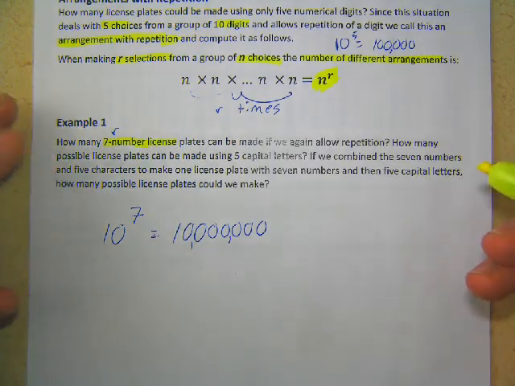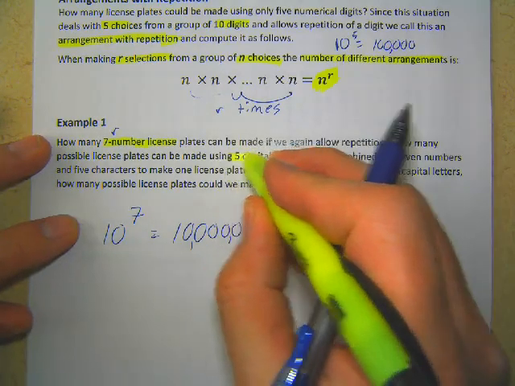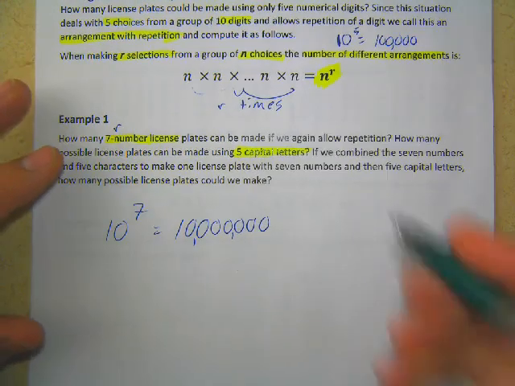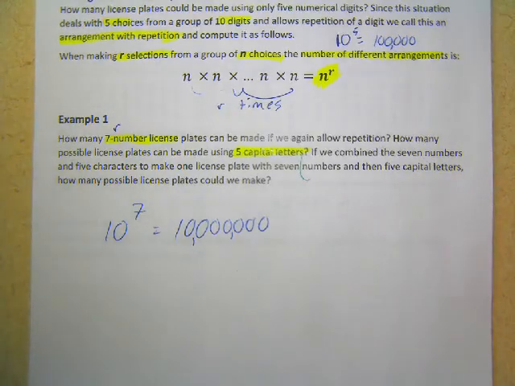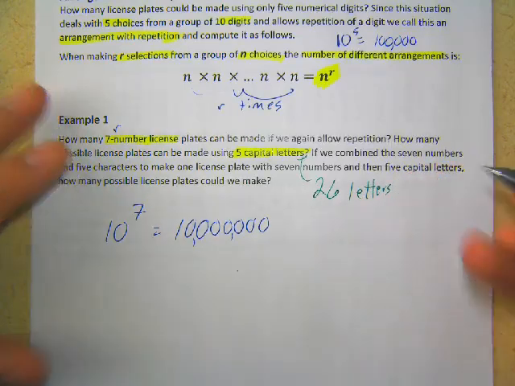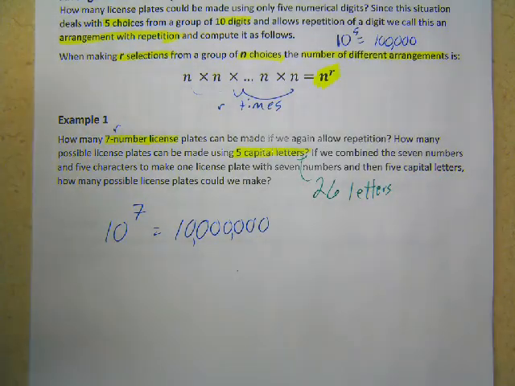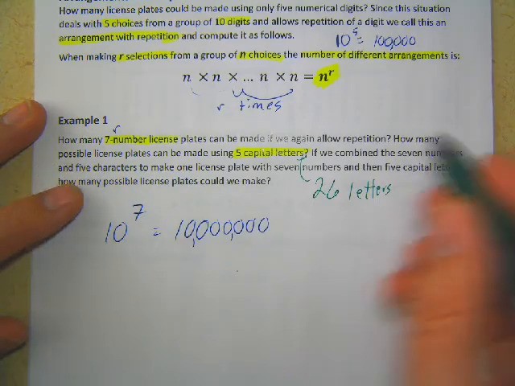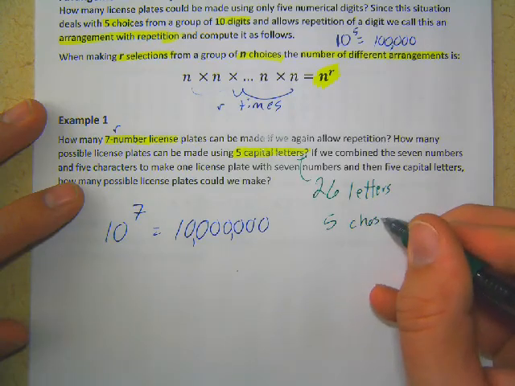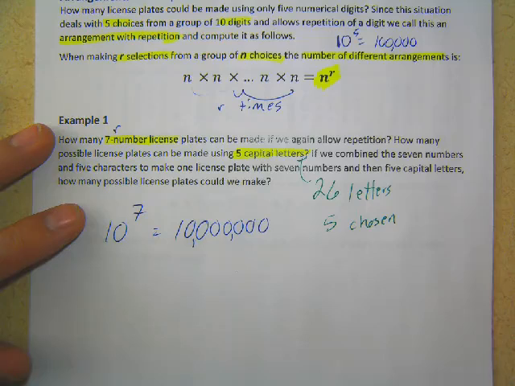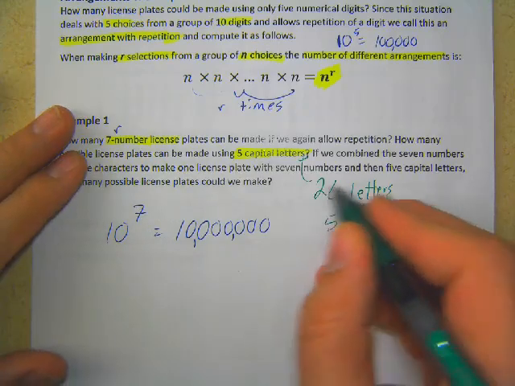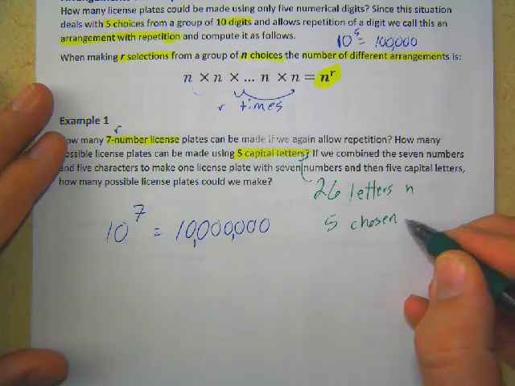How many possible license plates could we make using 5 capital letters? So maybe instead of using digits, now let's use capital letters. We, of course, have 26 letters to choose from. I'm not worried about lowercase versus capital. We're just doing 26 capital letters, and now we're choosing 5 of those. We're allowing repetition again, so we can use the same letter over and over again, but we only have 5 choices we're making. So this time 26 would be our n, and 5 would be our r.